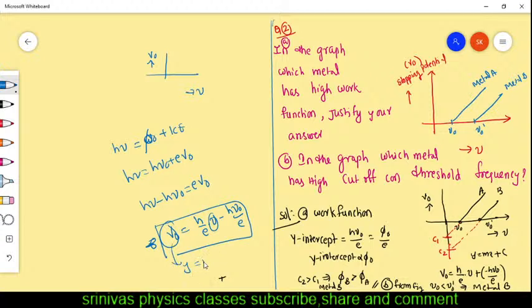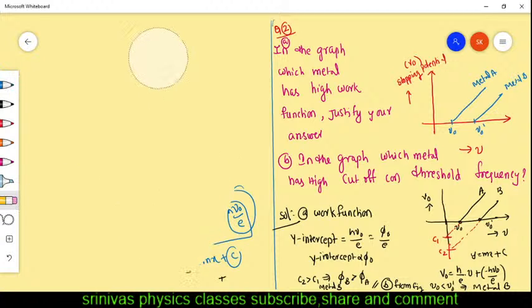this is similar to y equals mx plus c. That means the y intercept is h nu naught by e. In the V naught versus nu graph, what does the y intercept indicate?